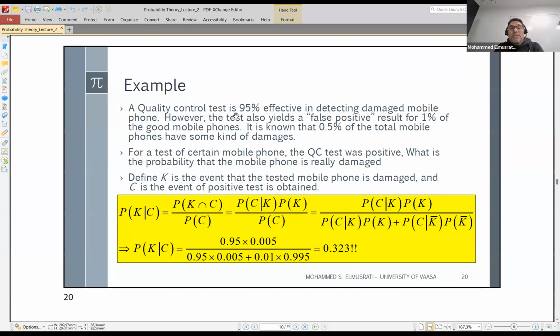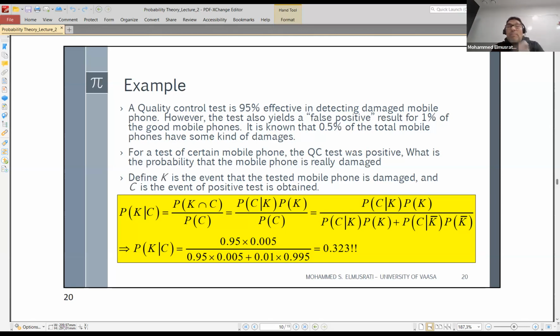Now the quality control test is said to be 95% effective in detecting damaged mobile phones. So if the mobile phone has damage, the quality control will detect it with 95% performance. What does it mean? It means that on average, only 5 defective phones will pass through the quality control. Out of 100, only 5 will pass, but 95 will be caught. 95 will be detected.